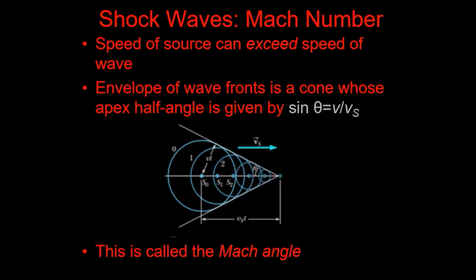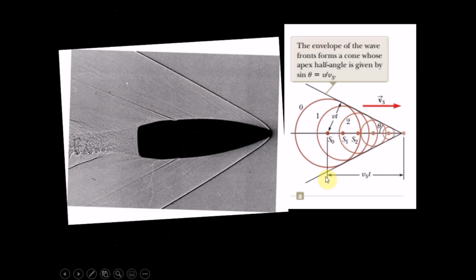And this gives an envelope of wavefronts in a cone configuration. Here's such a cone configuration of an object that's moving with a velocity vs of its source. So the envelope of wavefronts gives us sine theta for this particular angle equal to v over vs, where vs is the velocity of the source and v is the velocity of the wave.